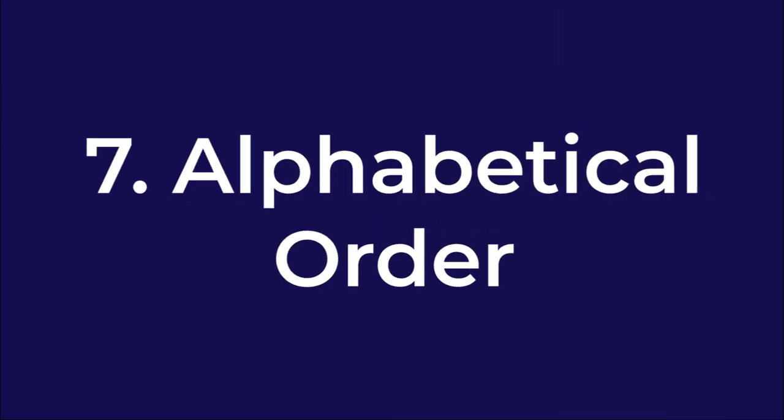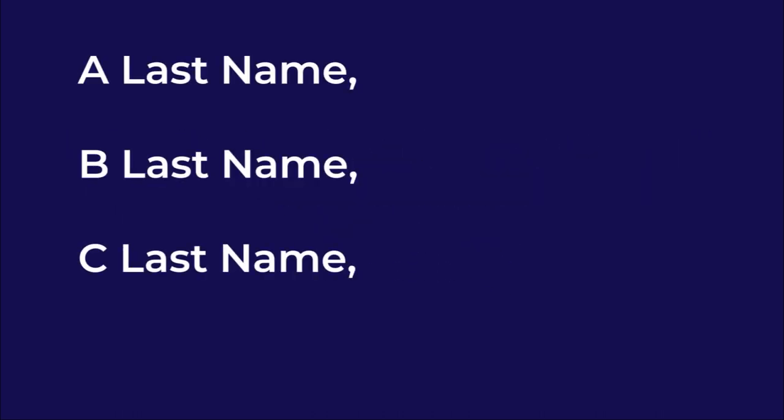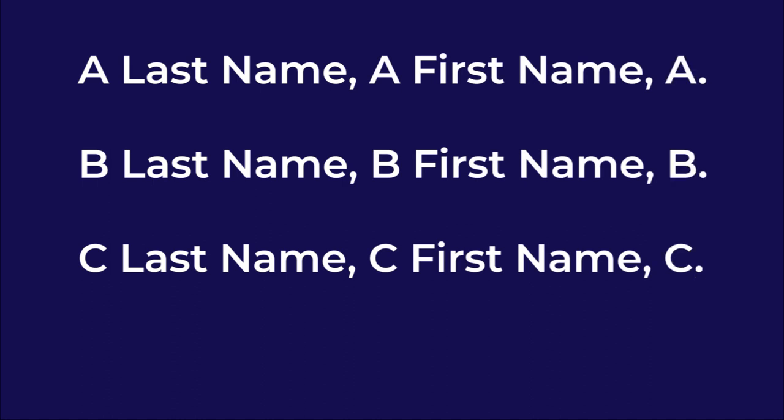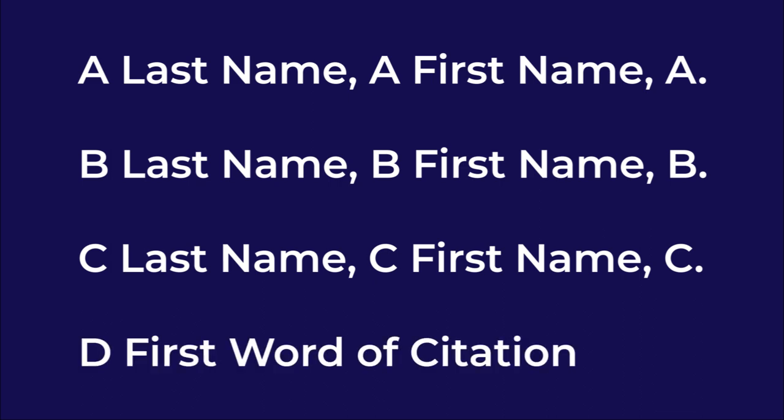Number 7. Alphabetical order. Entries are listed alphabetically by the author's last name, or, for entire edited collections, editors' names. Author names are written with the last name first, then the first name, and then the middle name or middle initial when needed. In cases where there is no author, use the first word of the citation and place it appropriately in the alphabetical order.